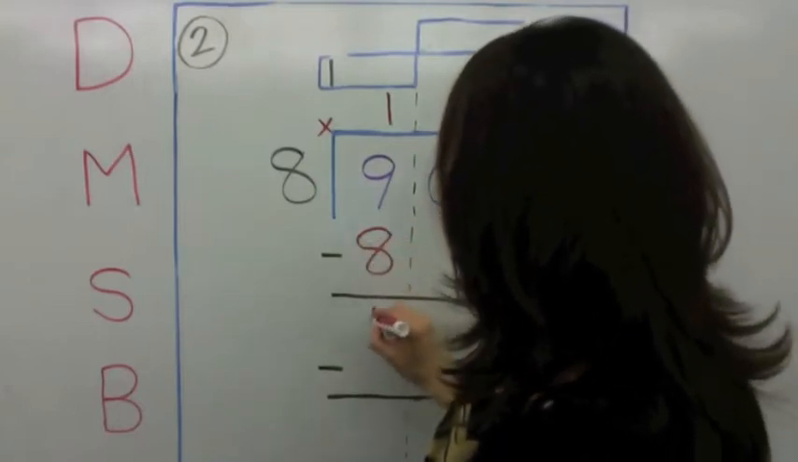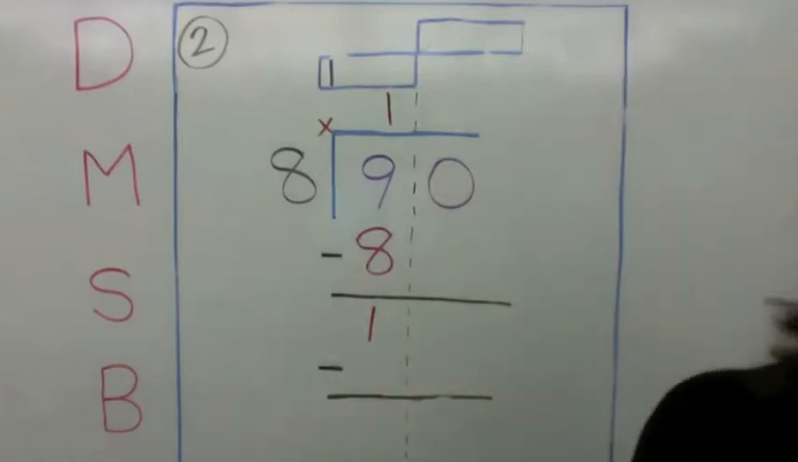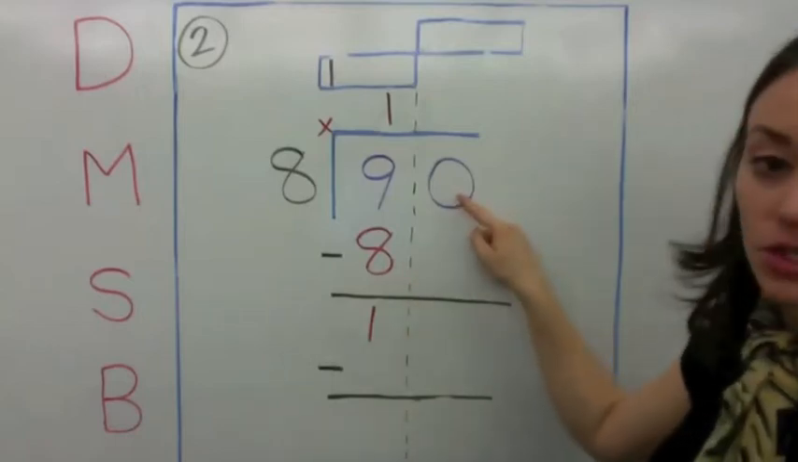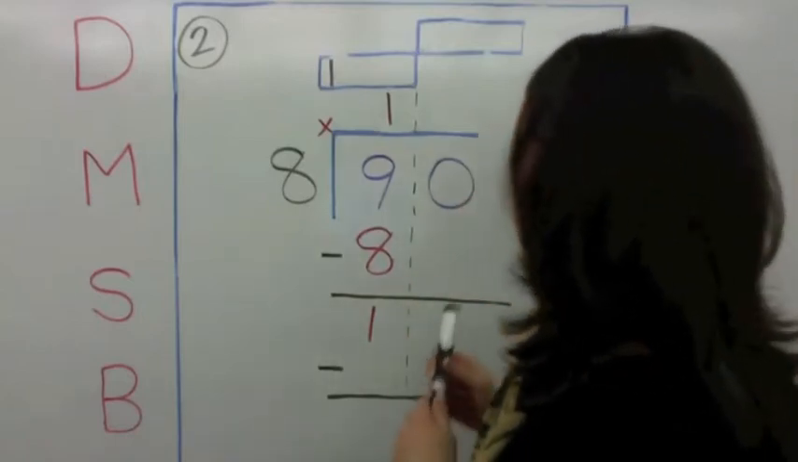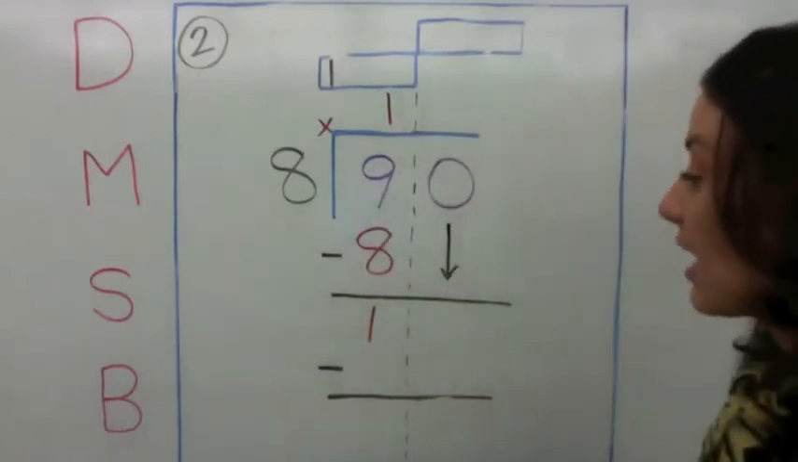We have a 1 as a remainder. But now we have to do the 4th step, which is B. We have to bring down the number that's next to it. So we're going to go ahead and bring down what, my friends? We're going to bring down the 0.